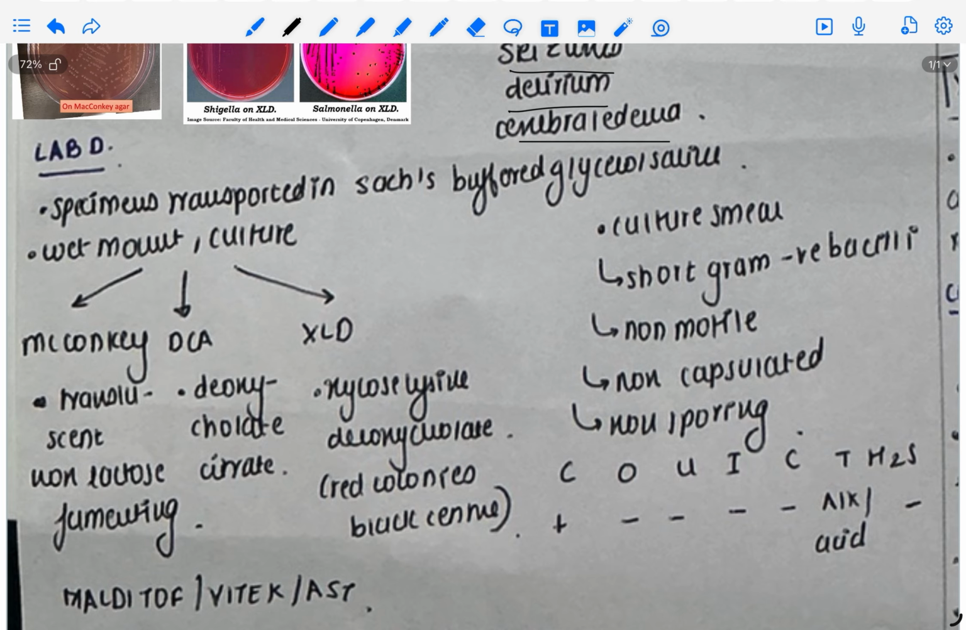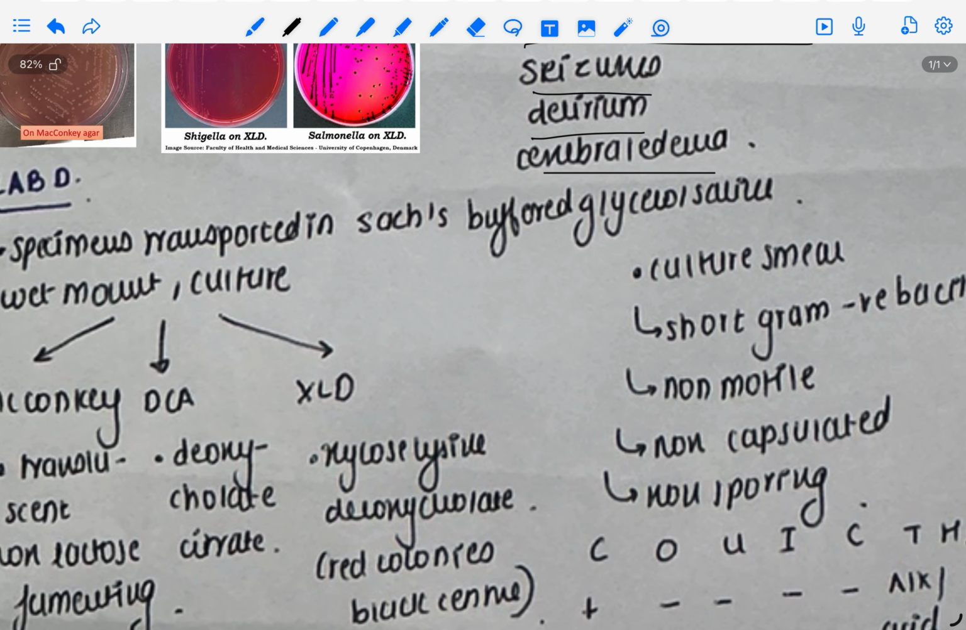Now let's move to how you will actually diagnose this condition. Let's see its lab diagnosis. Its lab diagnosis is basically how you would transport this organism from one place to another. Suppose you want to transport this organism from the hospital to the microbiology laboratory. The specimens are transported through sacs, buffered glycerol saline.